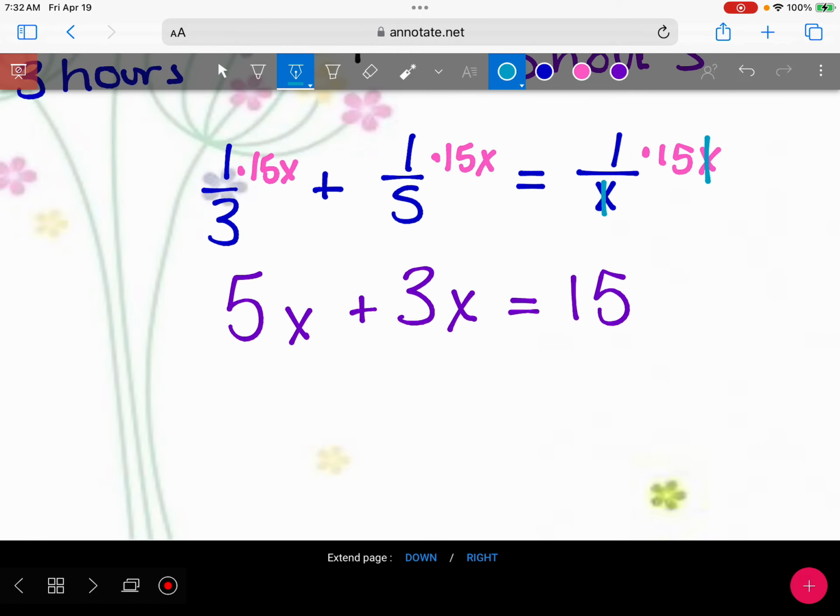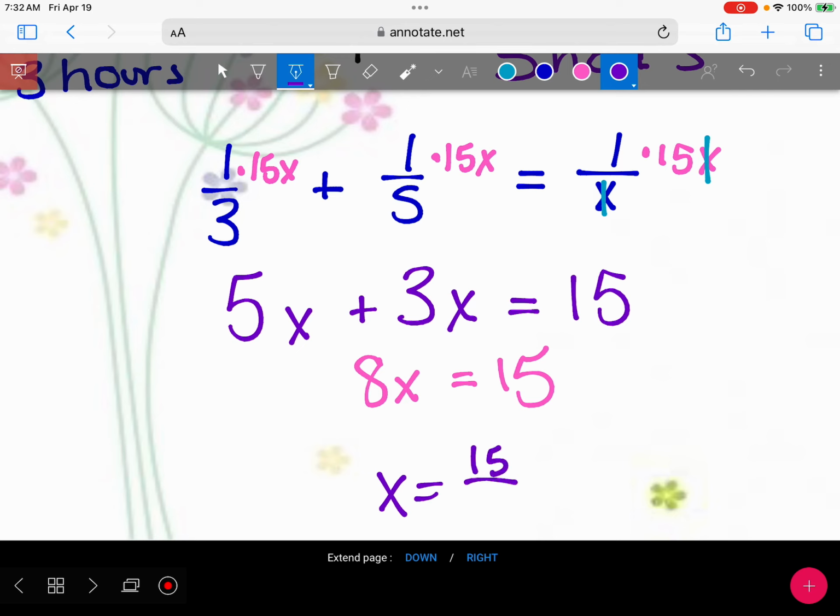So now we can solve this. Now I can figure out what x is. I'm going to start with combining my like terms. I've got 5x and 3x. That's going to give me 8x equals 15. What do I do to get x by itself? Divide by 8. So we're going to wind up with x equals 15 divided by 8.